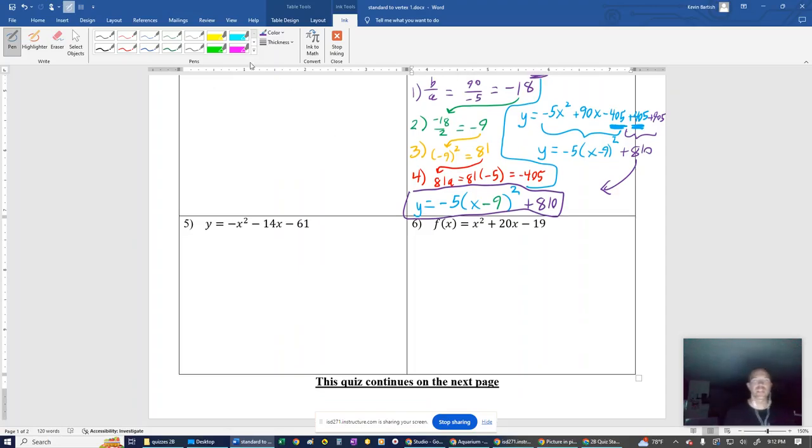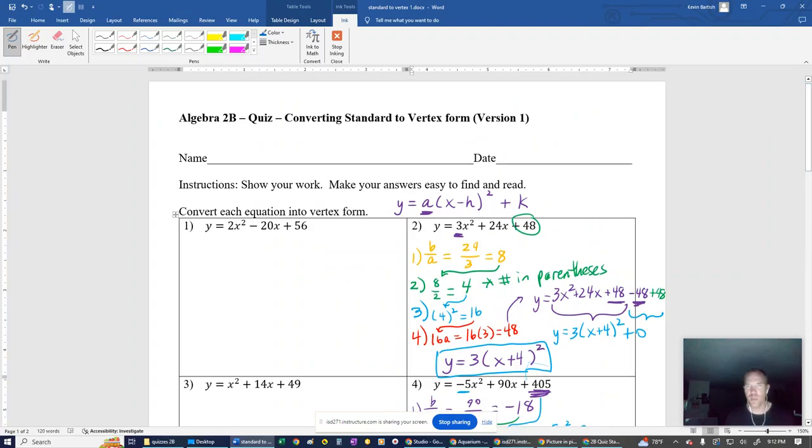But all right, number 6, first thing here. I think we talked about this in class, but if you don't like f of x, you can just completely replace f of x with y. So you can say y equals x squared plus 20x minus 19 if you prefer that. But when we're building up our answer, in vertex form, y equals a, or in this case technically f of x equals a times all the rest of that. I'll stick with f of x.